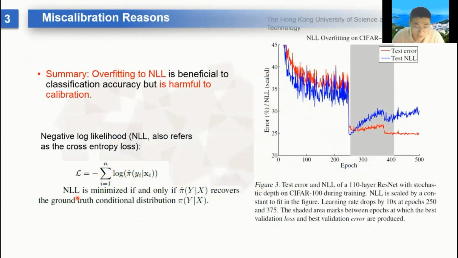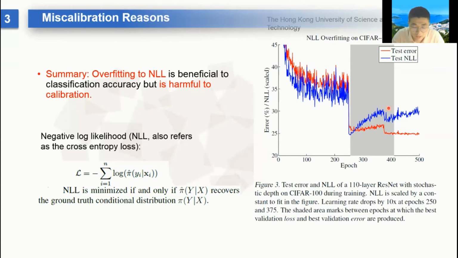The negative log likelihood, which is the cross entropy loss, also causes miscalibration. We observe a disconnect between error and NLL in the training curve. Figure 3 shows test error and NLL on CIFAR 100. Both error and NLL immediately dropped at epoch 250 when the learning rate is dropped. However, NLL overfits during the rest of training, meaning NLL is surprisingly increased.